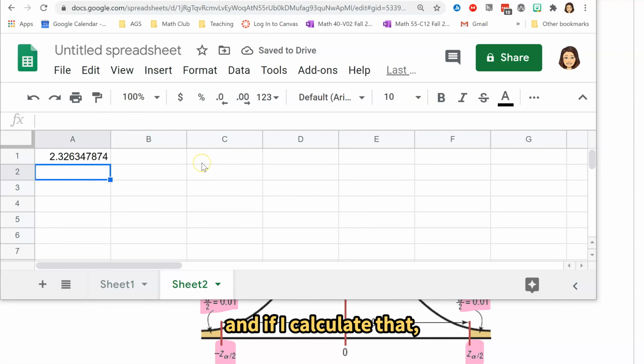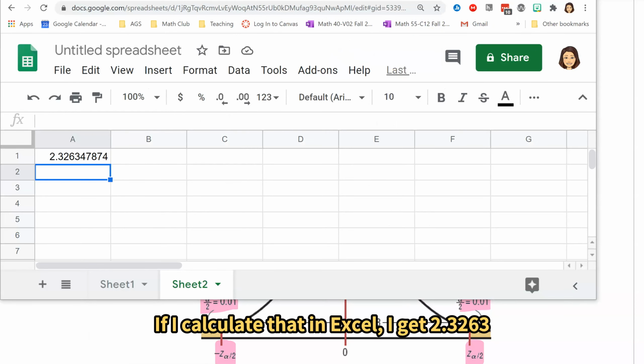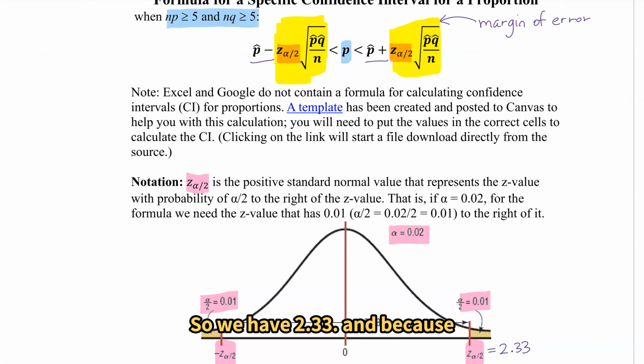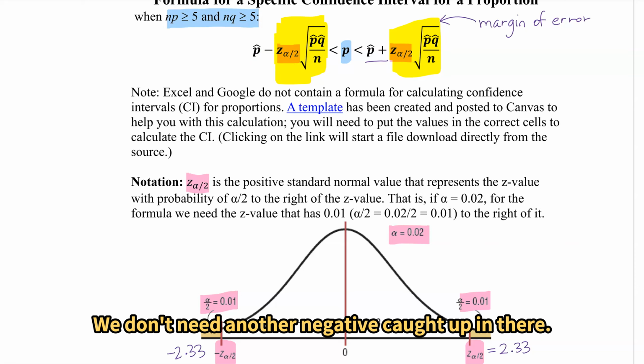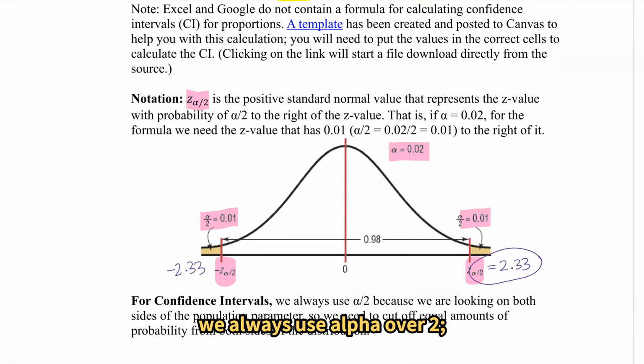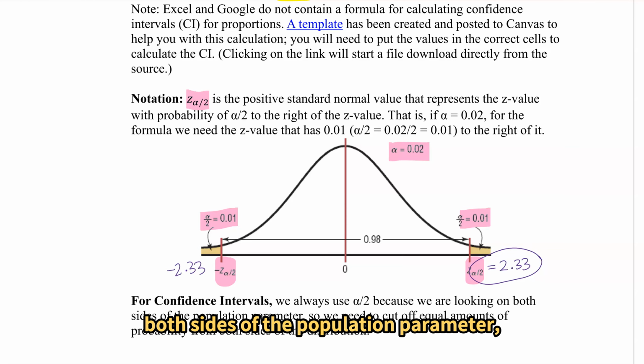And if I calculate that in Excel, I get 2.3263, and we usually round to 2 decimal places. So we have 2.33. And because our standard normal is symmetric, over here we have negative 2.33. But that negative, ultimately, we don't need because we're subtracting already. We don't need another negative caught up in there. So we'll use the positive value in our margin of error formulas. And for confidence intervals, we always use alpha over 2. We split the alpha in half and give each tail half because we're looking on both sides of the population parameter. We need to take off equal amounts of probability from both sides of the distribution.